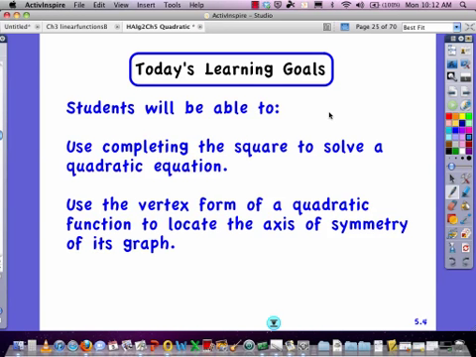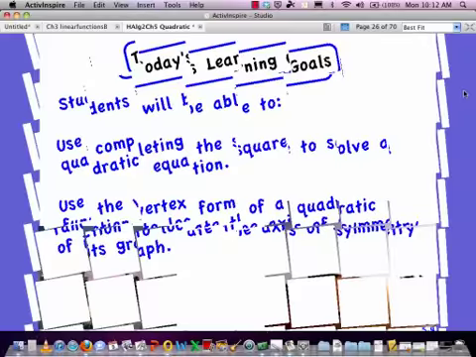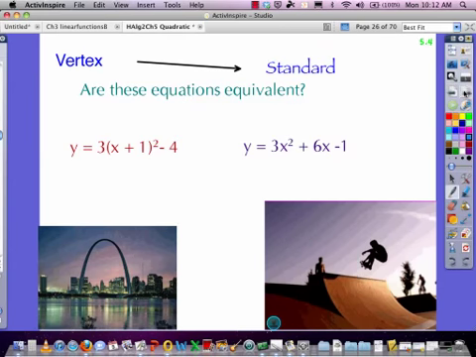Okay, today's section, 5.4, completing the square. You can see we're going to be using quadratic equations again, using this process to complete the square, and also introduce to you vertex form of a quadratic function to locate the axis of symmetry and the vertex points. So let's get started. In the beginning, we've learned vertex to standard form.